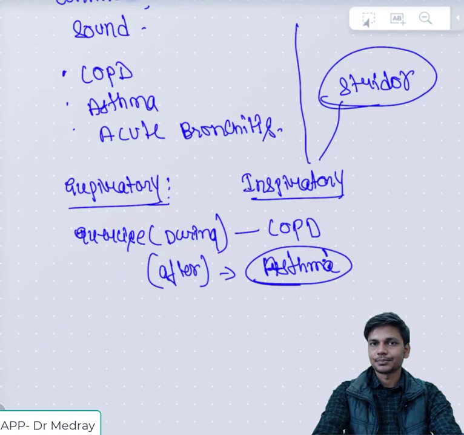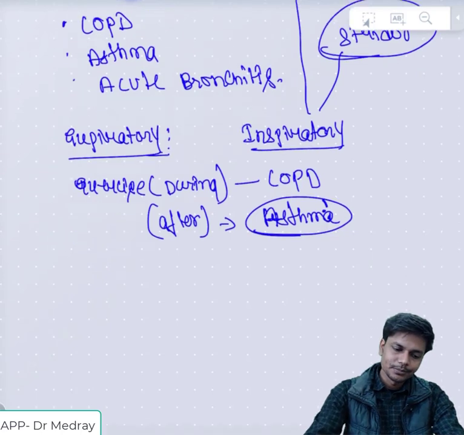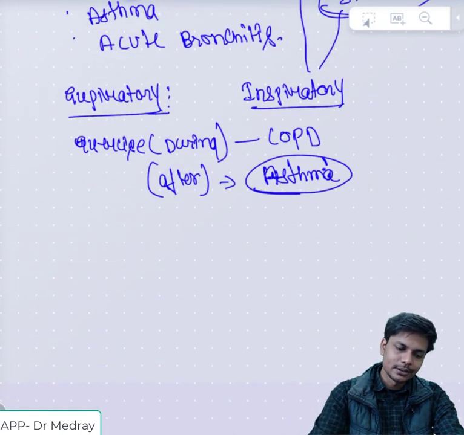But a COPD patient will usually have wheeze during the exercise. So this is a differentiating feature.